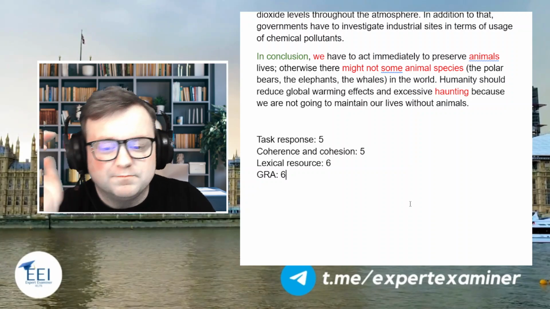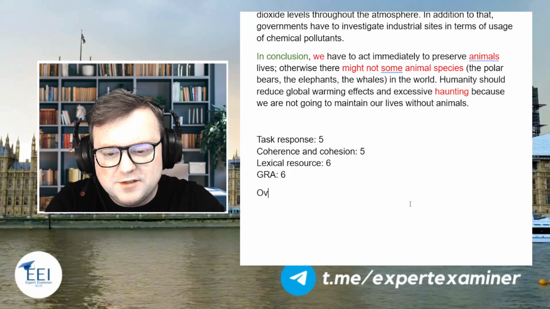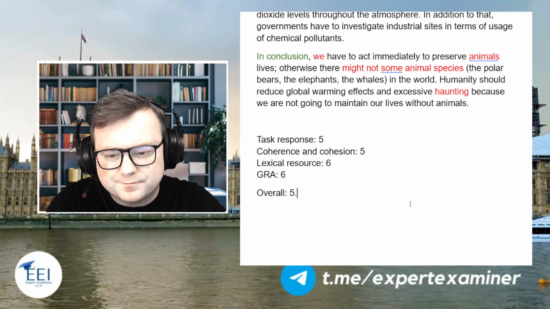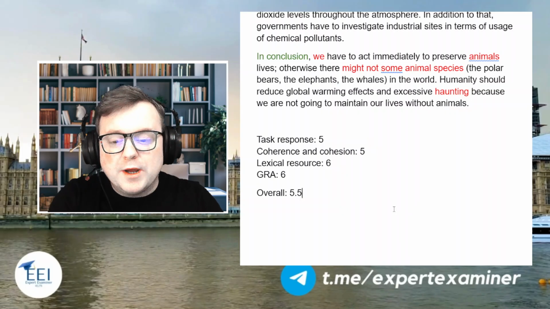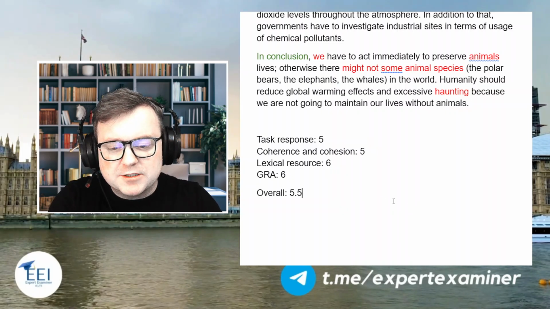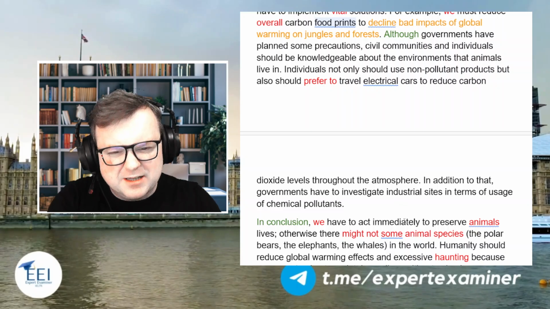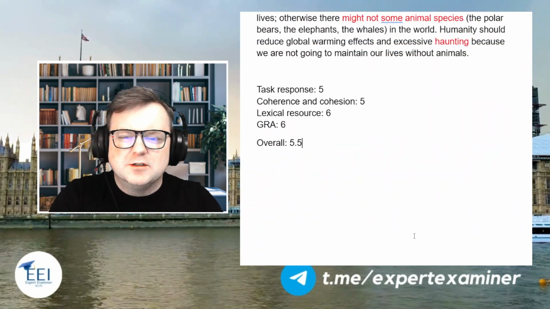So overall, this leads to 5.5, which is the lower end of upper intermediate. I think that's probably fair. Low upper intermediate.